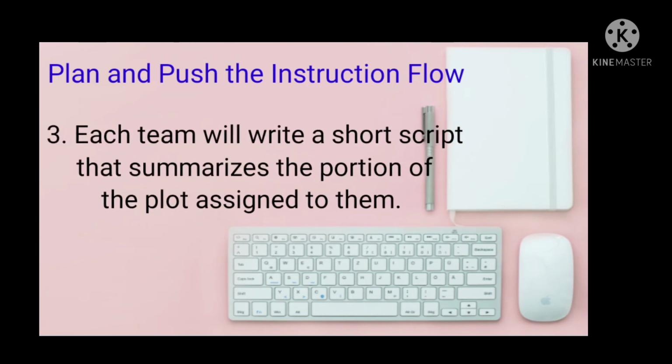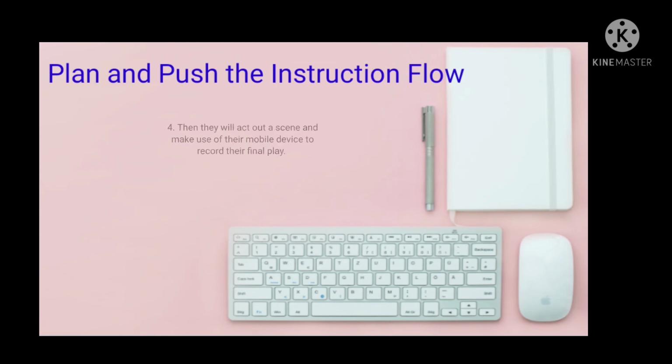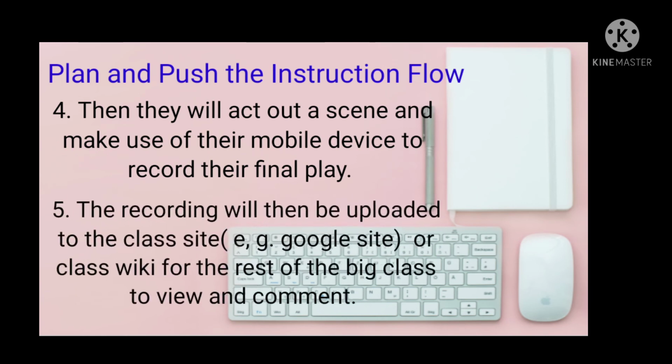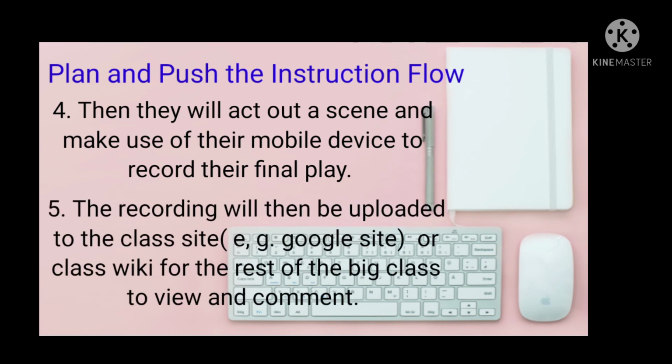Number 3. Each team will write a short script that summarizes the portion of the plot assigned to them. 4. Then they will act out a scene and make use of their mobile device to record their final play. Fifth, the recording will then be uploaded to the class site or class wiki for the rest of the class to review and comment.